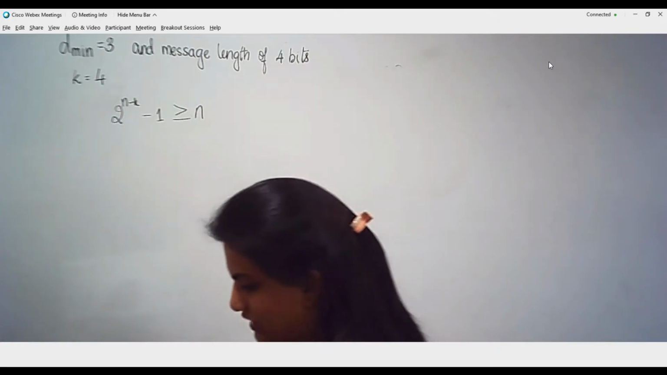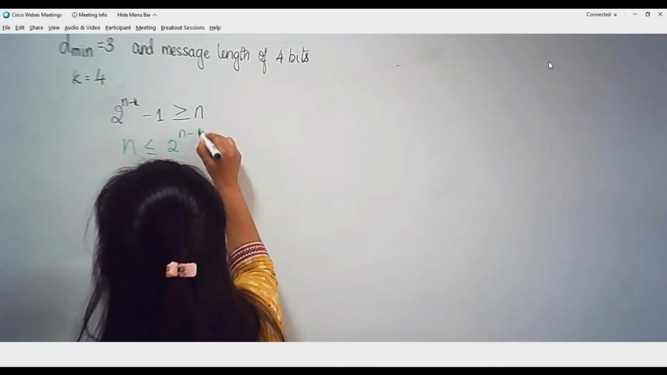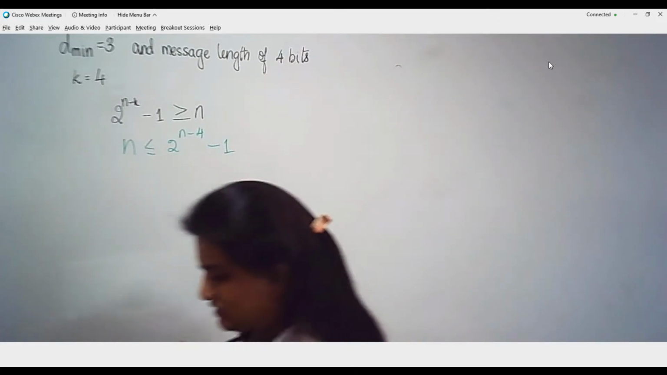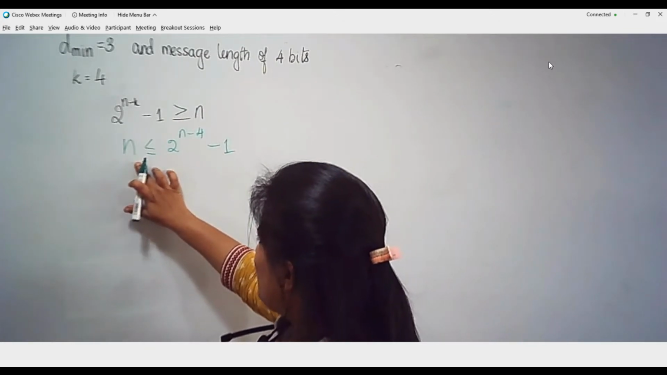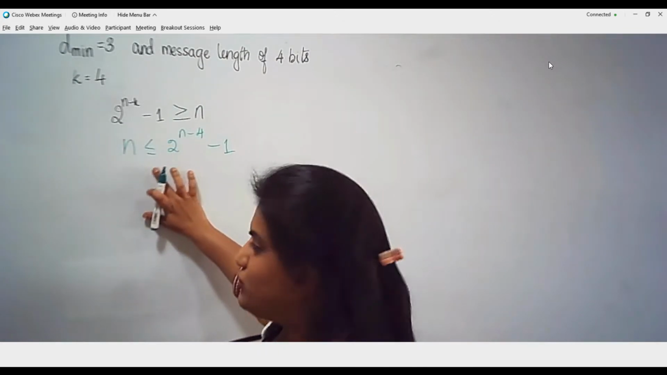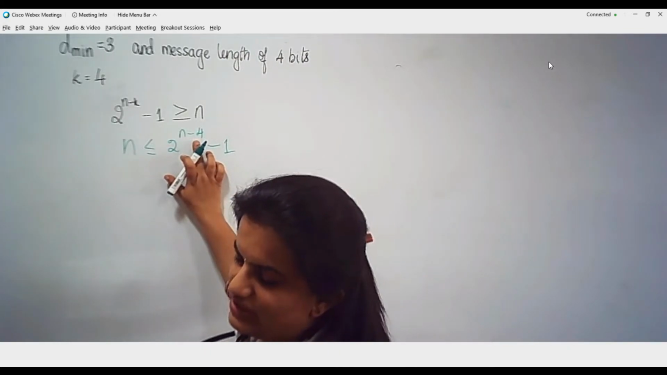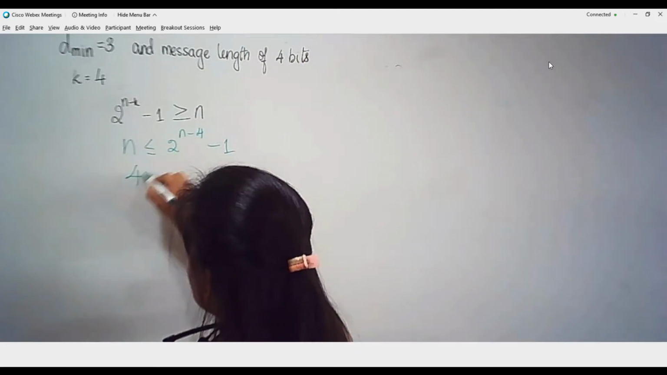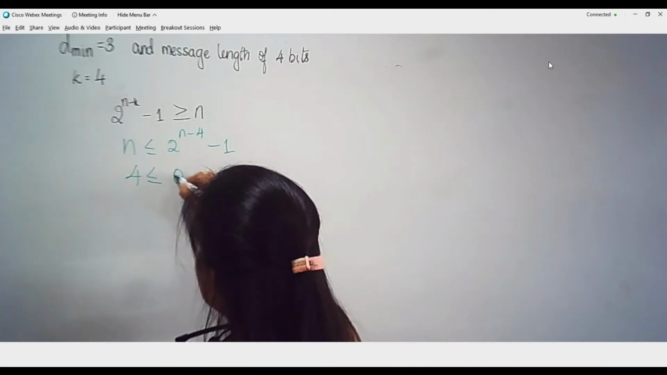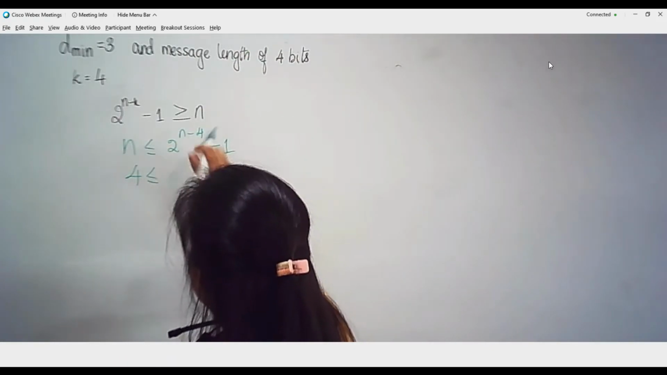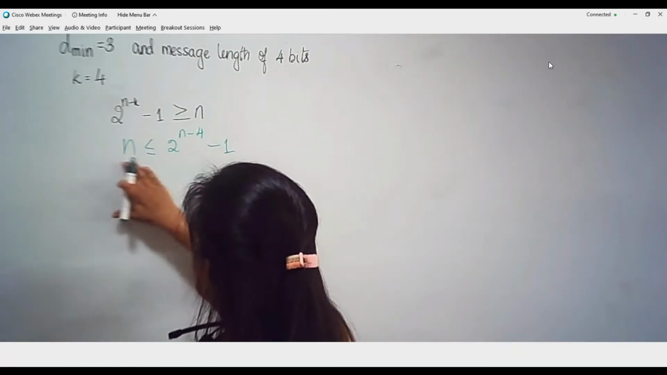So to begin with, n should be less than or equal to 2 raised to (n minus 4), minus 1. So go on giving values for n. For n equal to 1, obviously it won't satisfy. Anything up to the value equal to 4 will definitely not satisfy. So 4 is less than or equal to 2 raised to (4 minus 4), which is 2 raised to 0, so it is 1 minus 1. 4 is definitely not less than 0. So this does not hold good.